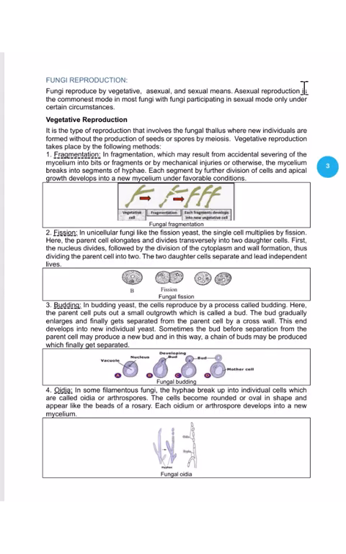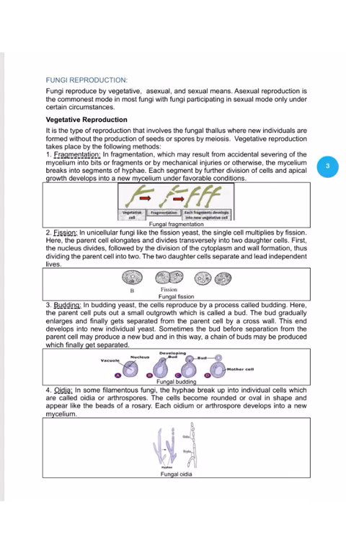So oidia and fragmentation are common growth or division processes for filamentous fungi. And fission and budding are common for the unicellular fungi, which are yeast.